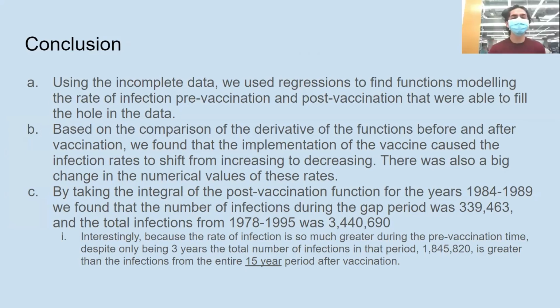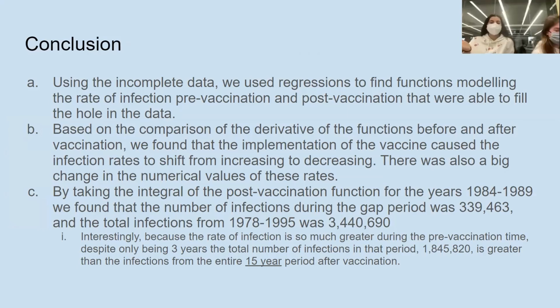Okay, for the first part, we used regressions to find the functions for these different models, modeling both the pre-vaccination period and the post-vaccination period that we used in order to fill the hole in the data. And then by comparing the derivative 3 years before the vaccine and the derivative 3 years after the vaccine, we could see that the vaccine was very effective as it dramatically decreased the infection rates.